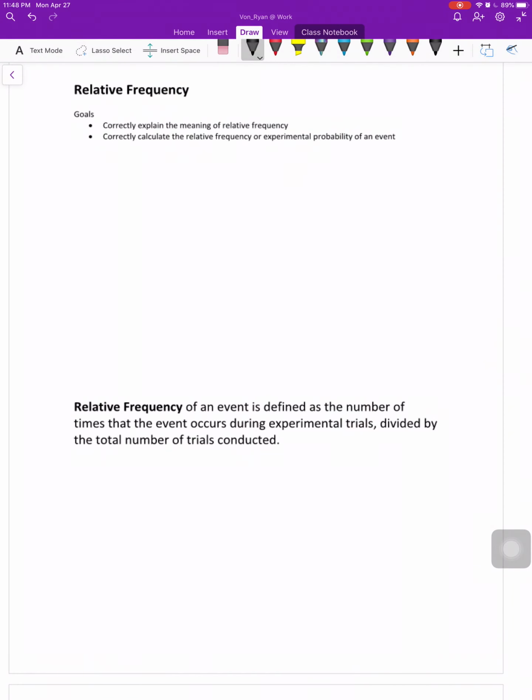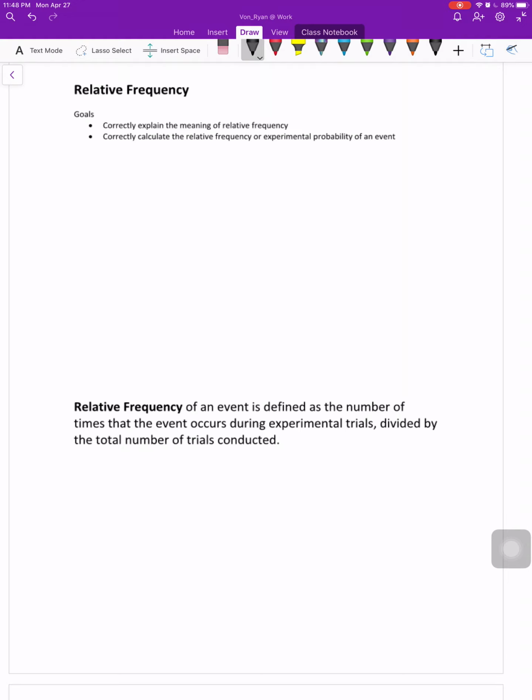Hello, today we're going to talk about relative frequency. This is still a continuation of our topic on probability, and is essentially probability in practice. The goals of our lesson for today are to correctly explain the meaning of relative frequency and correctly calculate the relative frequency, or the experimental probability, of an event.